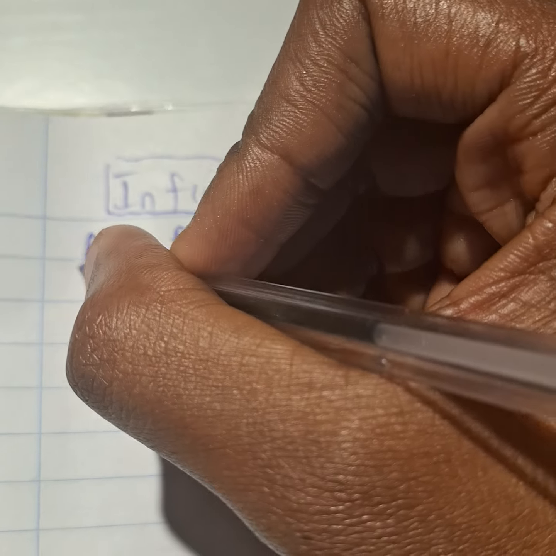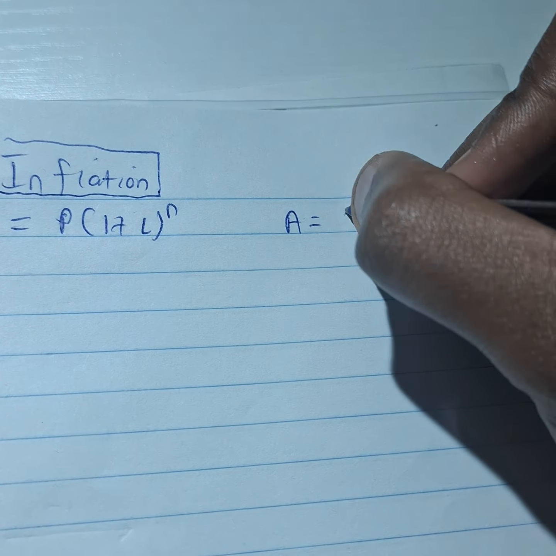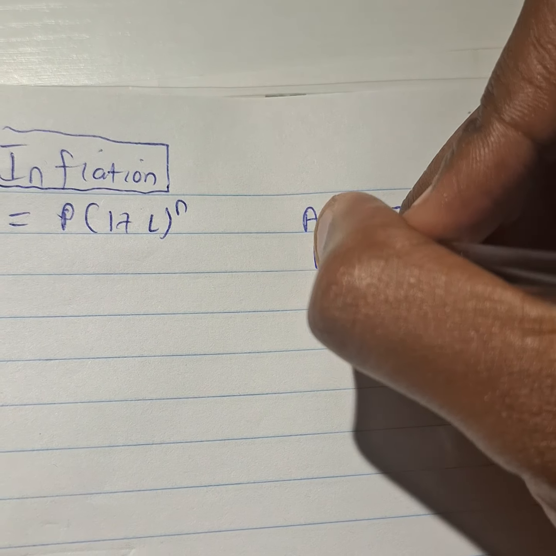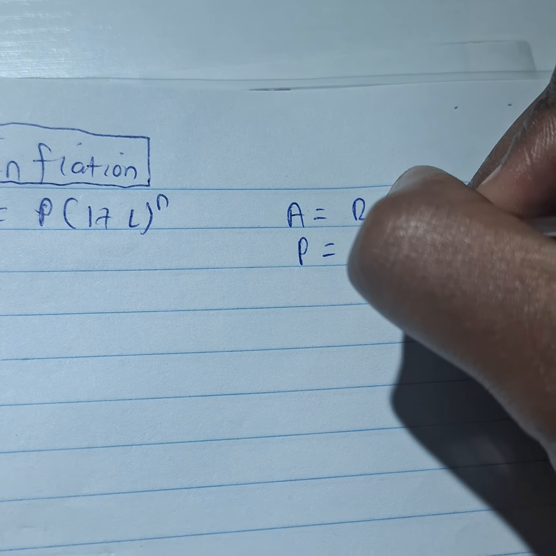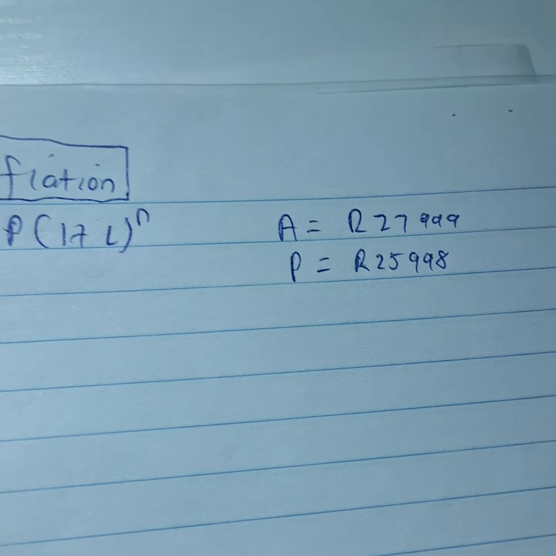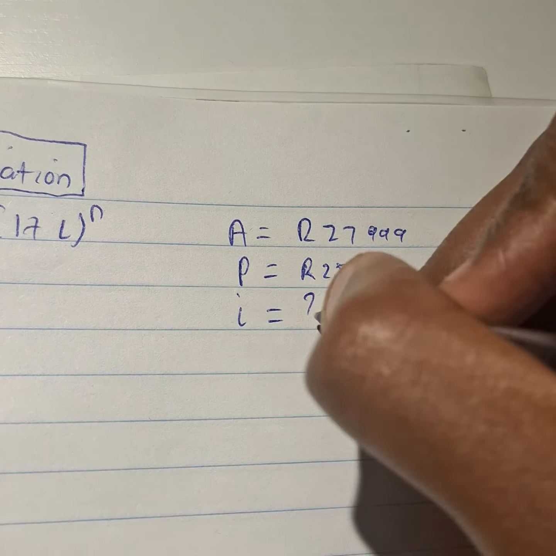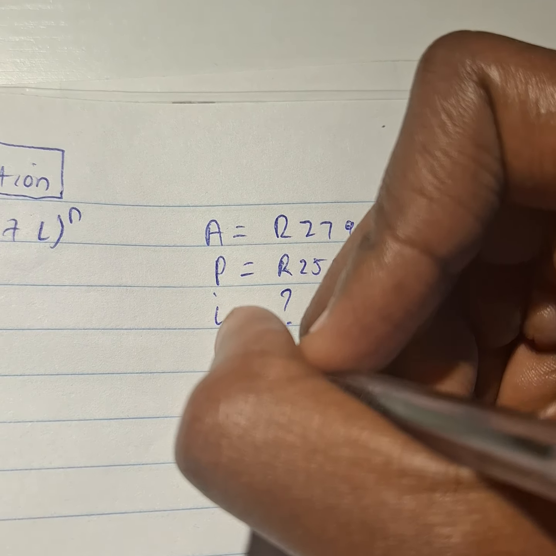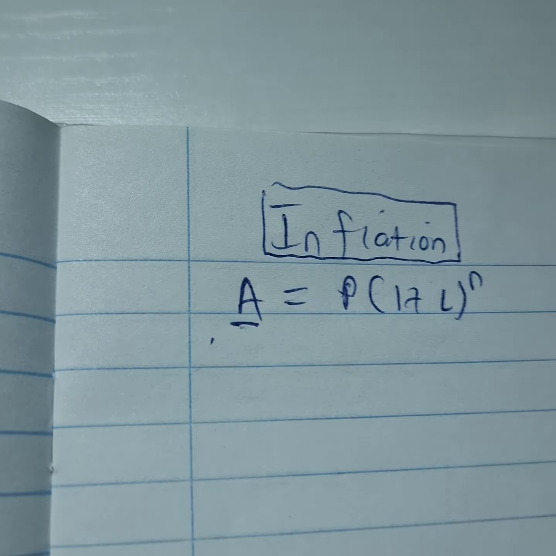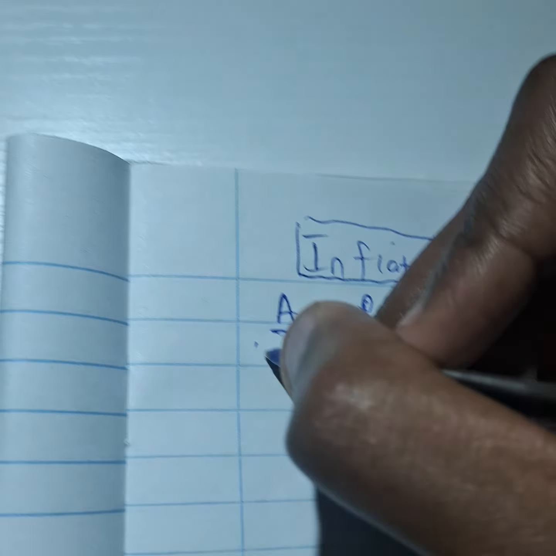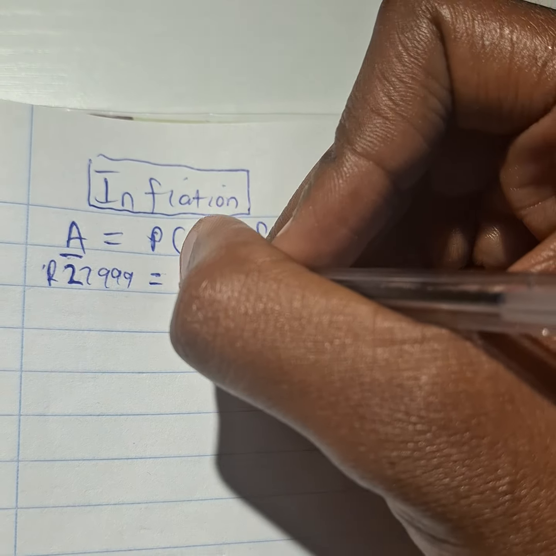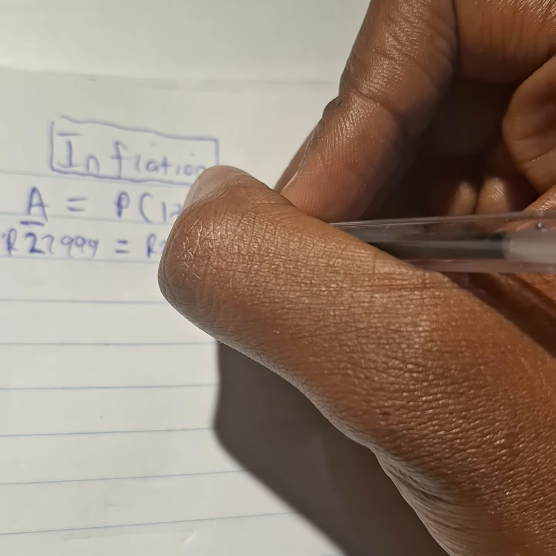So what is A? A will be this amount that this fridge will increase to, which is 27,999. P is the original amount that the fridge cost, which is 25,998. I'm going to use that amount that I got in my calculation. I, the inflation rate, is what I want to find, over a period of 2 years, which is when this amount was able to grow from this to that because of the increase in goods and services. So A, 27,999, is equal to P, which is 25,998.